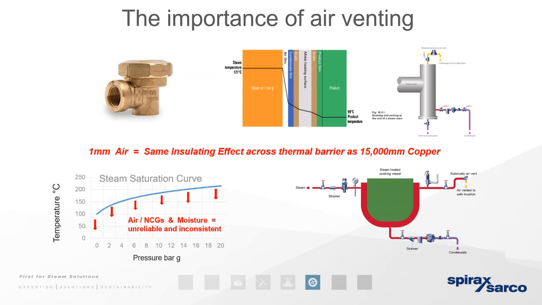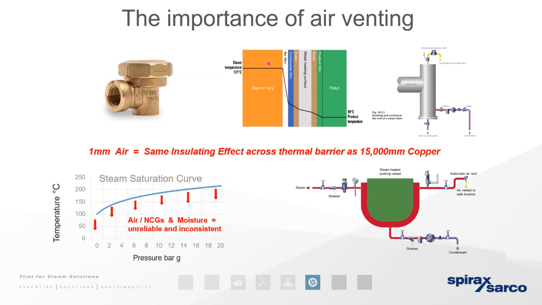And secondly, any film of air at the process will create an insulation effect and result in the actual temperature of the steam being lower than that observed. That will cause process slowdown. This is also Dalton's law of partial pressures that you will notice there.